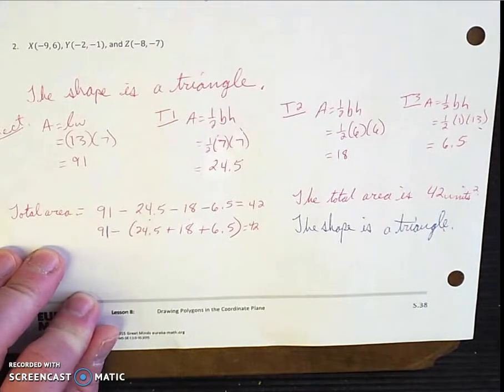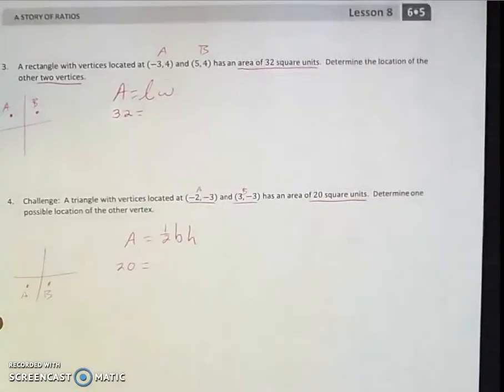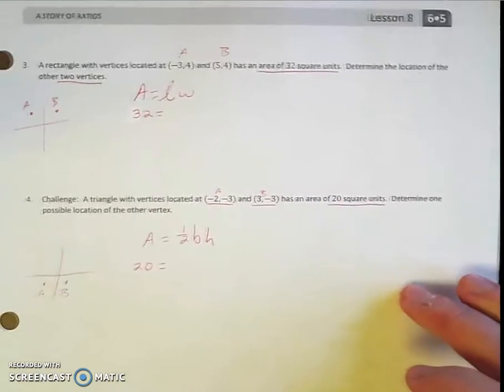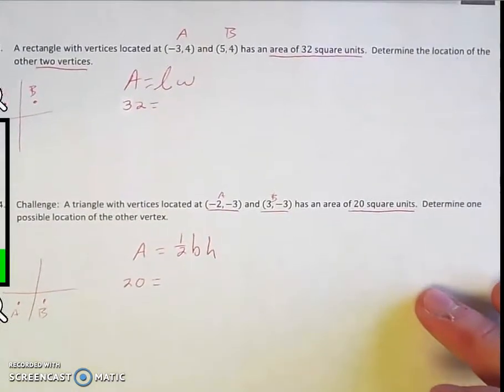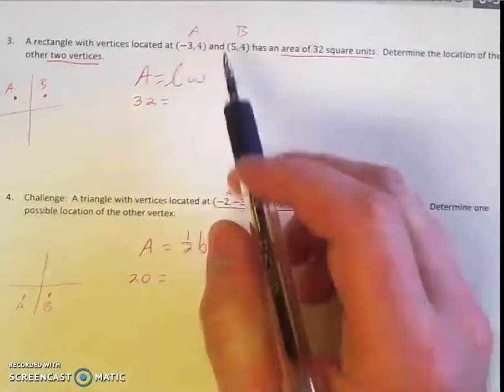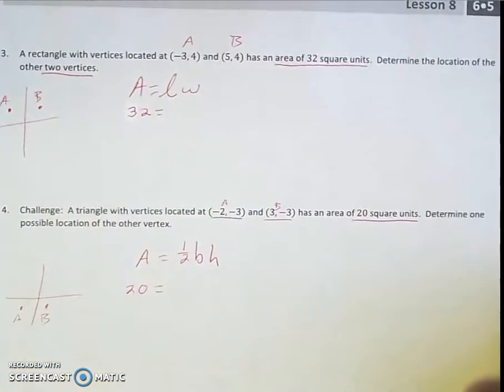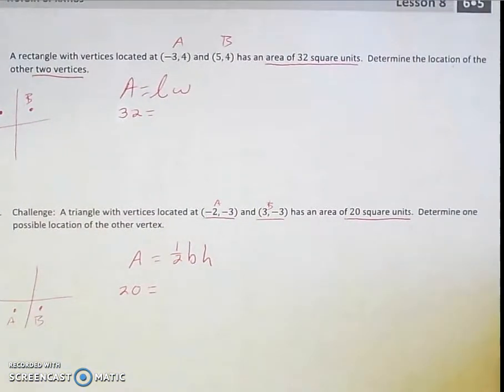Now, moving on to question number 3. Okay. Take a look at question number 3. Notice that this one is not giving us a coordinate grid. Okay, so they just give us these 2 points. So we have -3, 4, and 5, 4. But we should notice that they both have the same y coordinate. So they're going to end up being on a horizontal line. Okay, now it has an area of 32. So what we need to do is determine the location of the other 2 vertices.